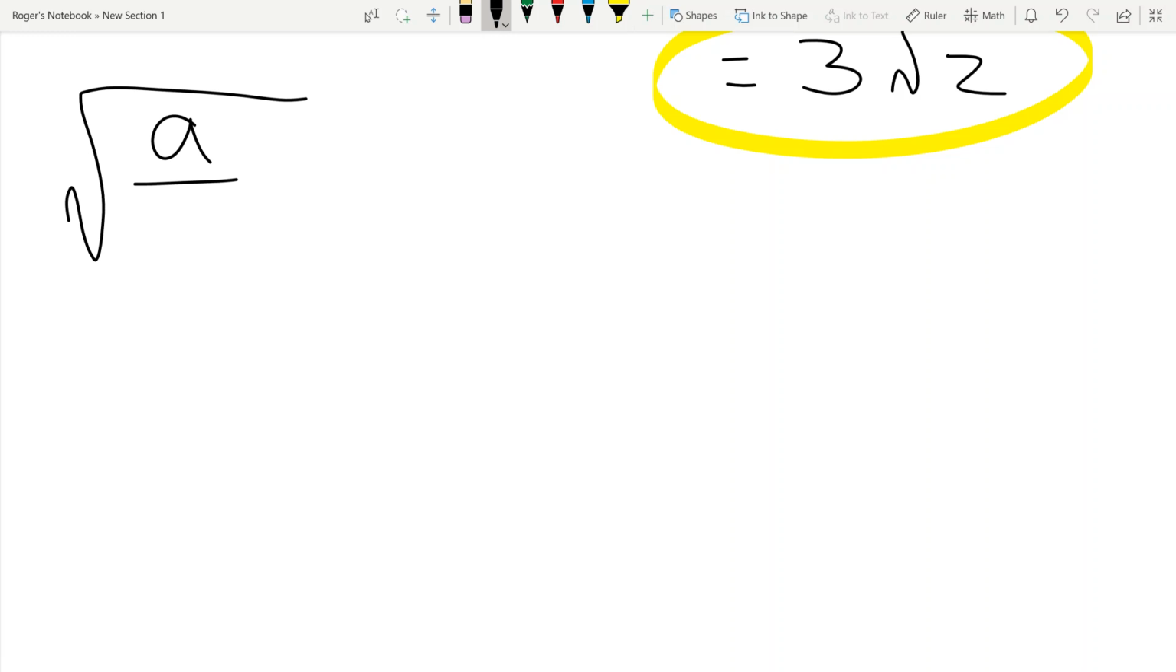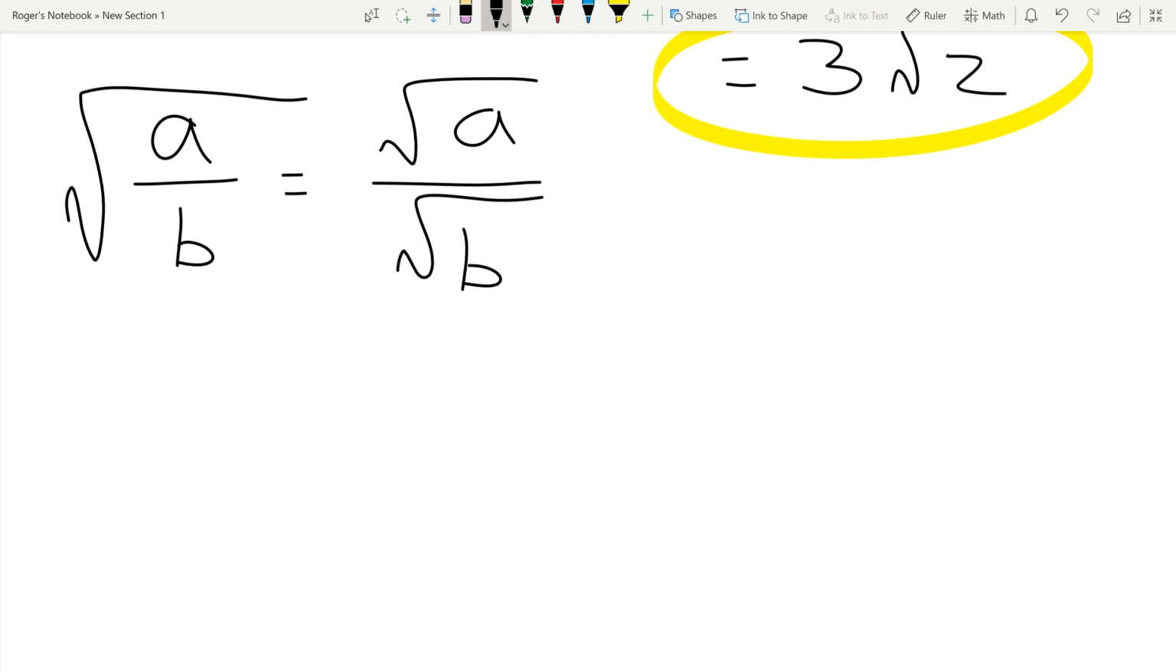The square root of a over b is equal to the square root of a divided by the square root of b. Okay, simple enough. Square root of a over b is the square root of a divided by the square root of b. And as an example, maybe we could show something like this. How about the square root of 7 over 4?